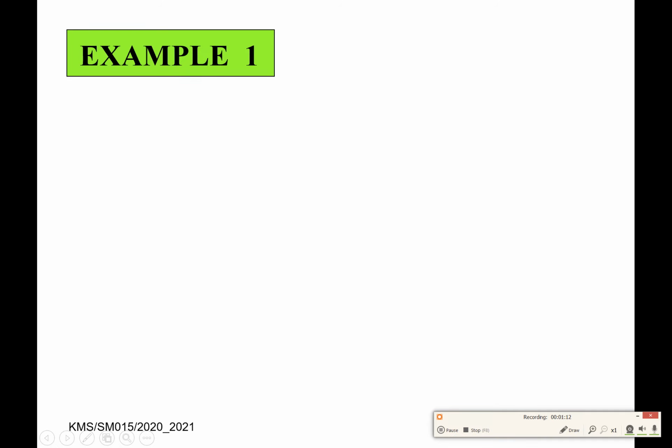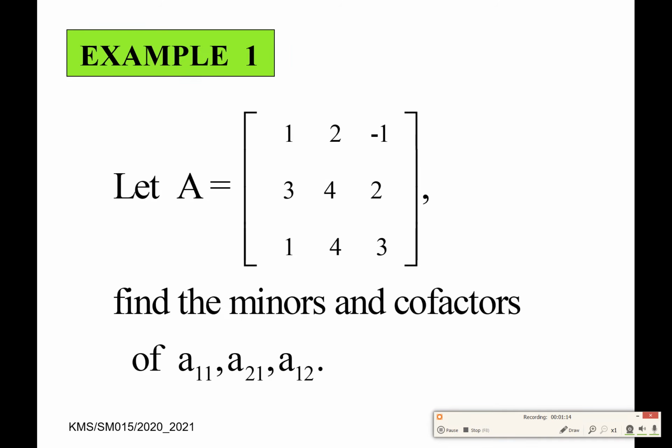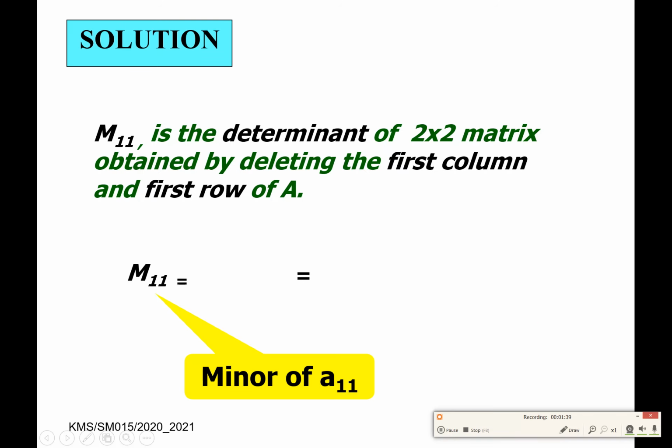Okay, example 1. You are given A, a 3 by 3 matrix. Find the minors and cofactors of a11 and a21. So a11, a21. Okay, let's look at the solution.